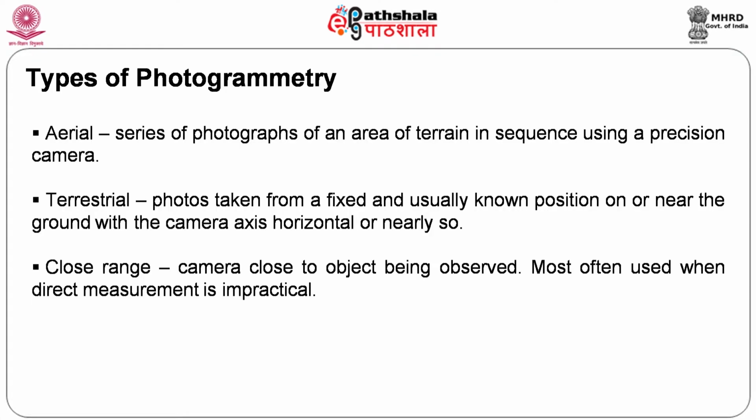For example, an excellent architectural building: if you are going to draw that, it will take a long time. But using close range photogrammetry with high end cameras, either 2 cameras taking the same object, or one camera from 2 different positions taking the same object, we get a 3-dimensional model, and from there we can demarcate, decipher and work on that data. That is the biggest advantage of close range photogrammetry. So aerial, terrestrial and close range, these are the 3 types.